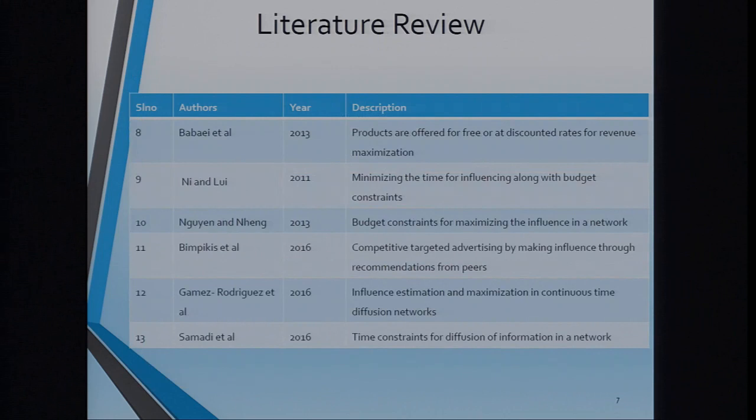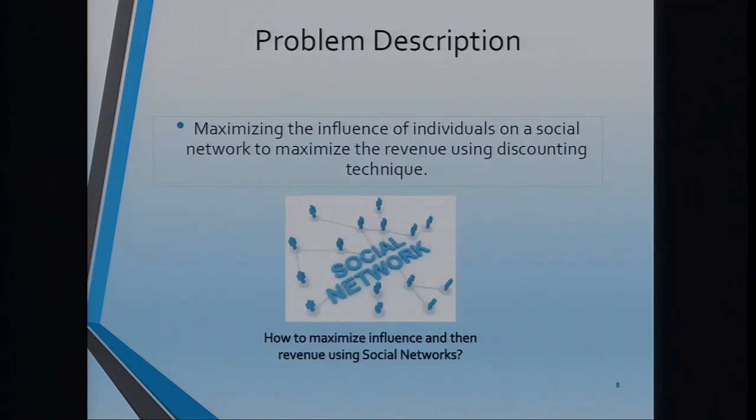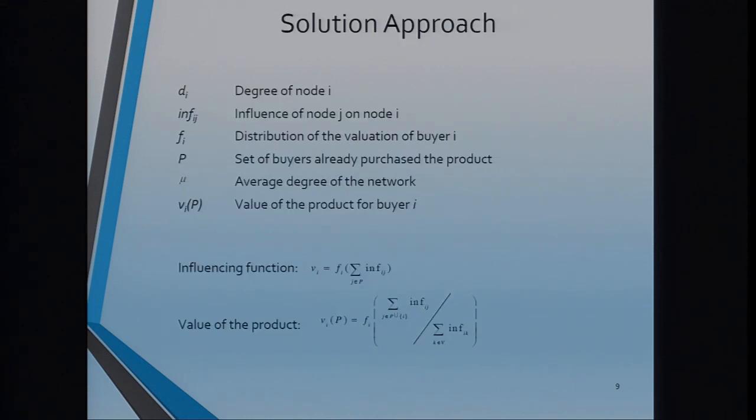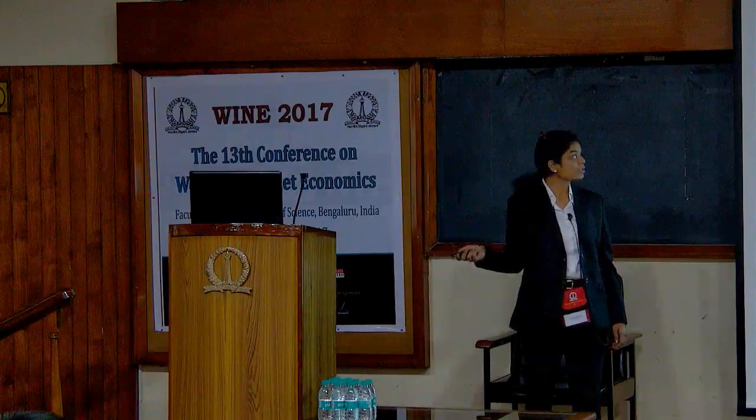These are some of the literature. So the main problem is how to maximize the influence and then revenue using these social networks. So this is the gist of the solution approach. Here the main thing is the value of the product, like how many friends we have and how many of them have already opted for this product. We will be using some function for that, so it will give the value of the product. This I can discuss at the poster if you meet me later.